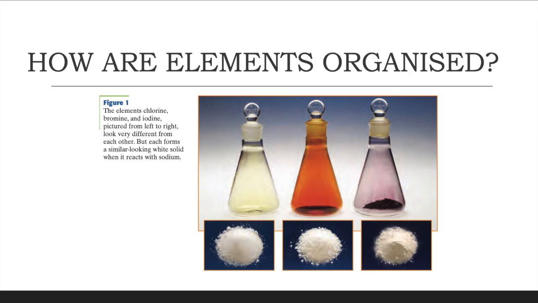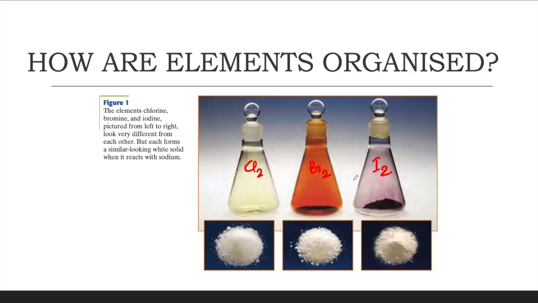If you look at this picture, there are three conical flasks on the screen, and each of the conical flasks consists of a chemical substance. The first flask consists of chlorine, the second consists of bromine, and the third consists of iodine. Each of these elements looks very different from the others. Chlorine is a gas, bromine is a liquid, and iodine is a solid. All of them have very different physical properties.